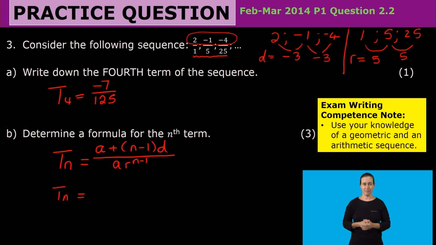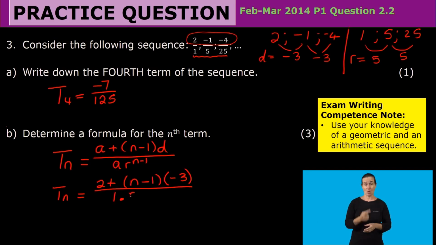Now, when we substitute these values here in the numerators, we can see that the first term is a 2, and that we are going to add n minus 1 multiplied by -3 for the d. And then we have the first term of the geometric sequence, which is the denominators, and that is 1.